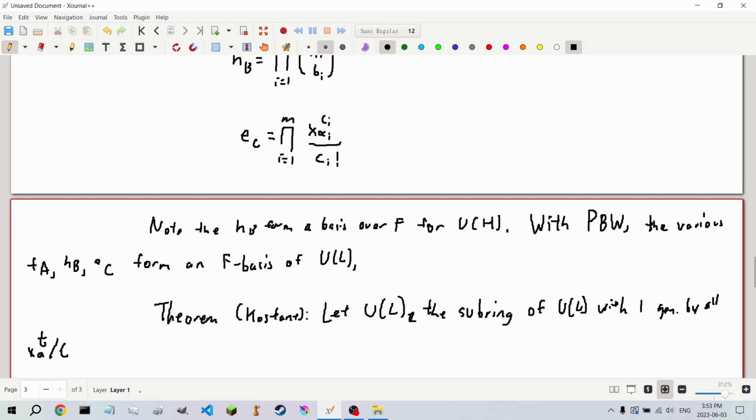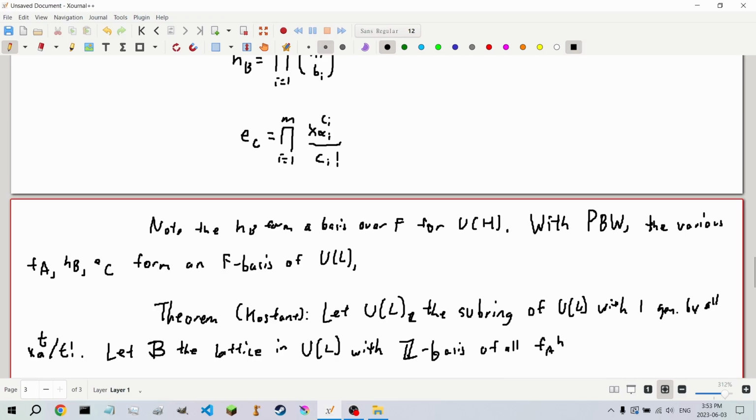Let me try to write this better. I'm going to let B be the lattice in the universal enveloping algebra of L with an integer basis of all F A, h B, E C. Then B is our U L Z.